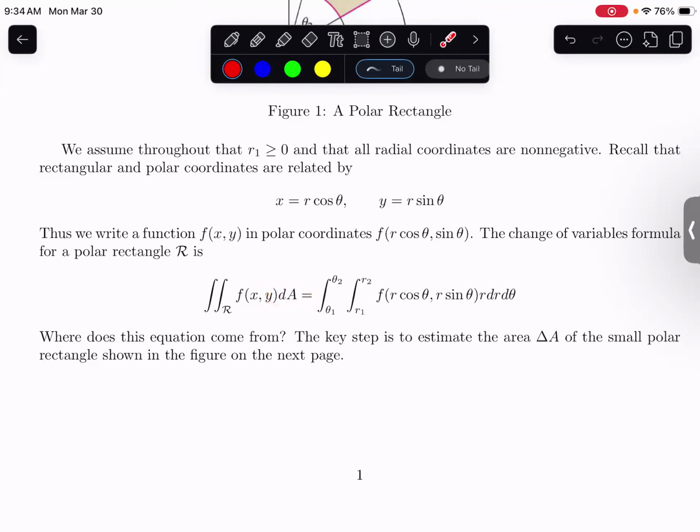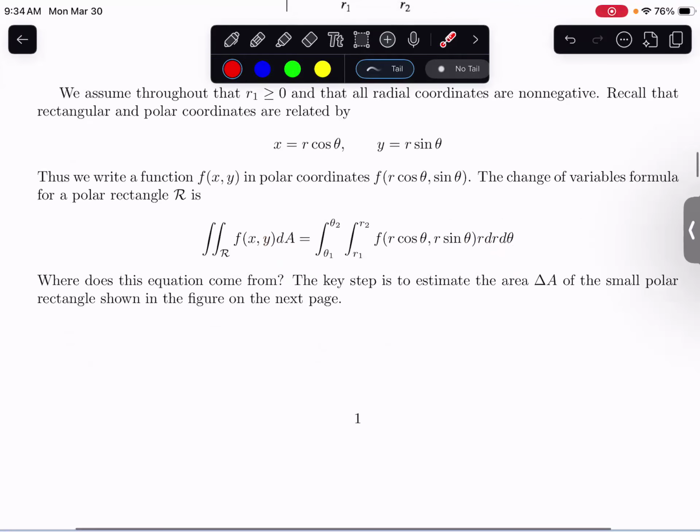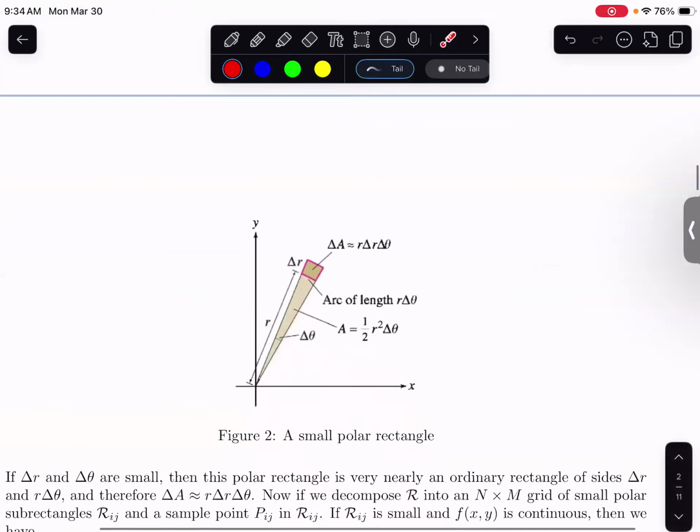And so whenever you're doing polar coordinates, you're always going to have an r that shows up. And so the question is, where's this r coming from? We're going to have two perspectives, one that's a little harder than the other. We'll do the hard one first, and then in section 15.6, we'll look at the Jacobian, which gives you another way of coming up with where this r comes from. And so where this r dr d theta is coming from is really just estimating the change in area of a smaller polar rectangle, which is shown in the figure on the next page.